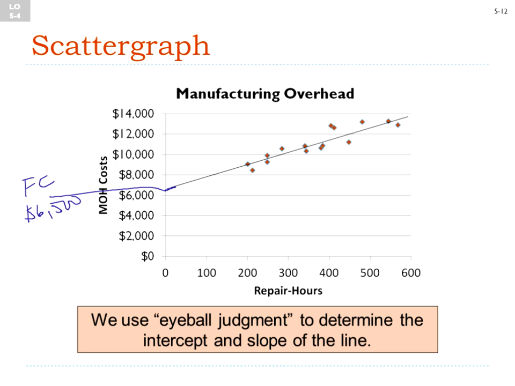So when you're eyeballing this line, it looks like they did a pretty good job drawing this line. The idea is that you want to draw a line through all the dots, and ideally half the dots would be above the line and half would be below the line.